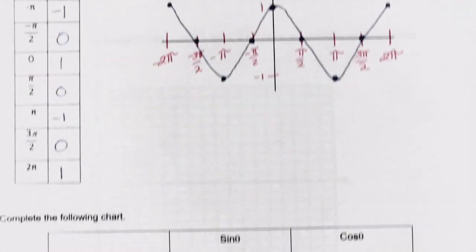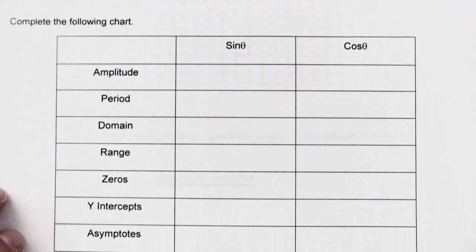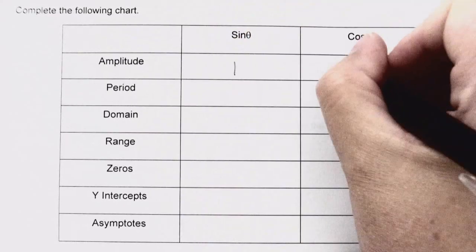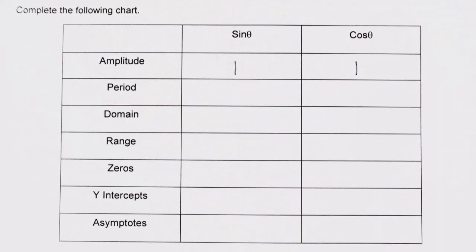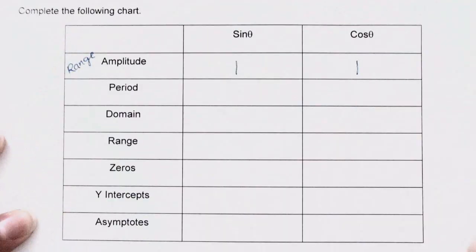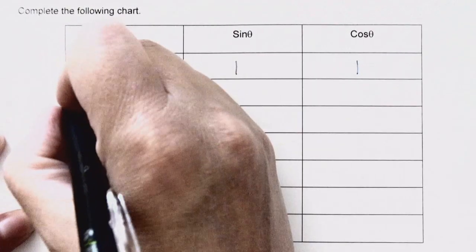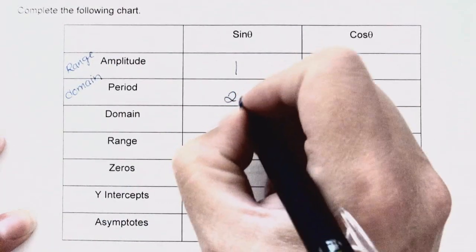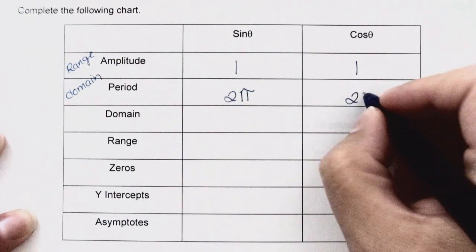All right, let's fill in this chart. We know things. What's the amplitude on the sine and cosine graph? You just told me, 1 and 1. What's the period? We did it, 2 pi. And that's the same for both of them.